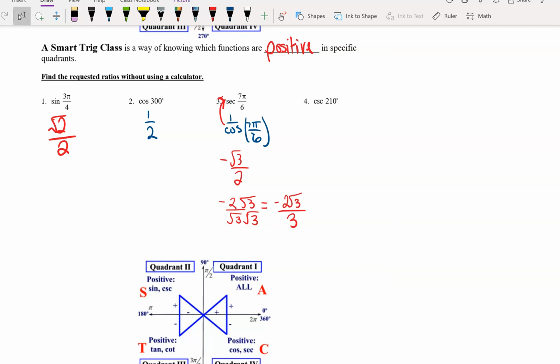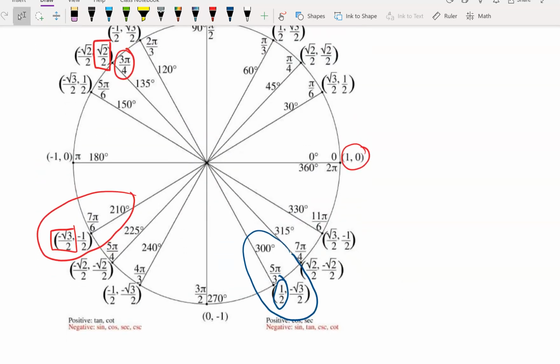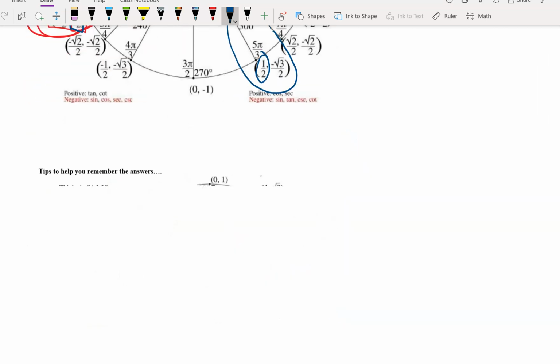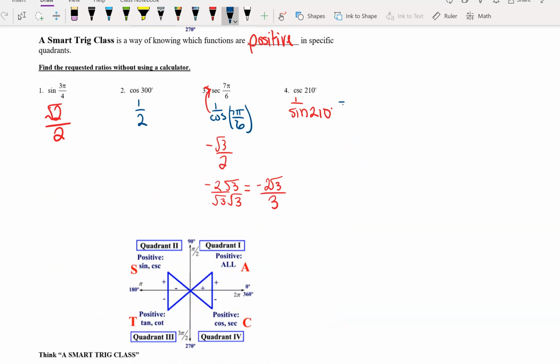Okay, and then the last one in this little example is cosecant, which is 1 over sine of 210. So we're going to go find sine of 210 degrees. So finding 210, oh, it's right here. It's the same place we were before, except we're going to find sine now. Sine is our y coordinate. Sine is y. So this is going to be negative 1/2. But we need to do the reciprocal of that since we're doing cosecant. So the reciprocal of -1/2 is going to be -2/1, which is just -2.